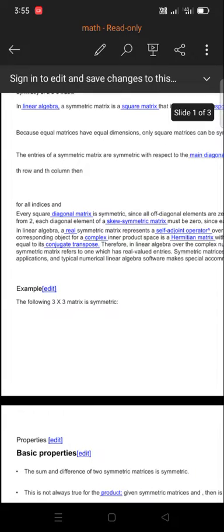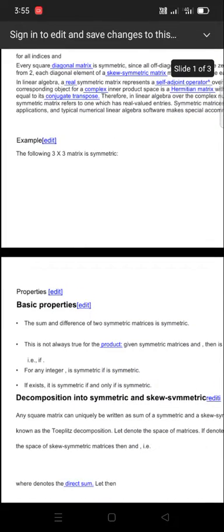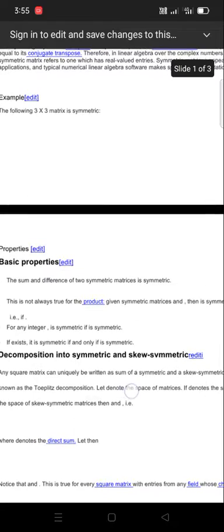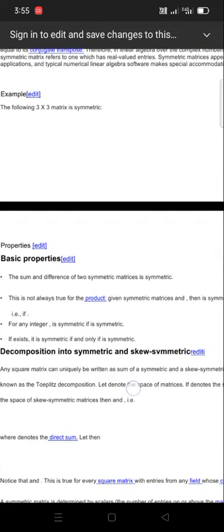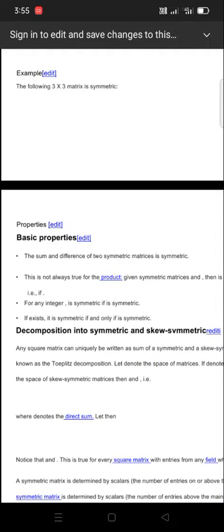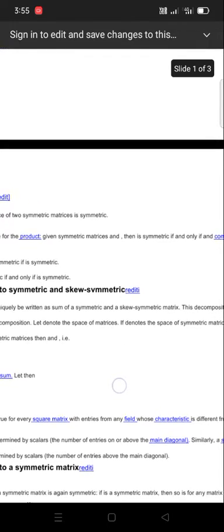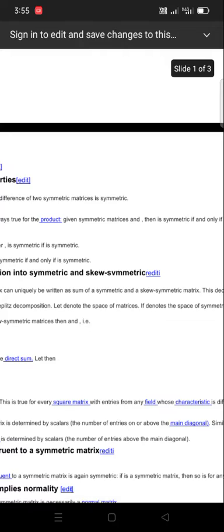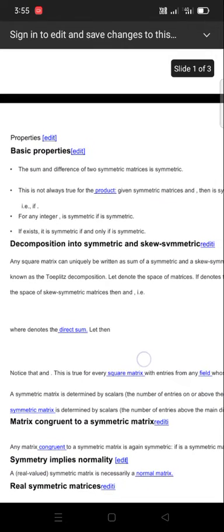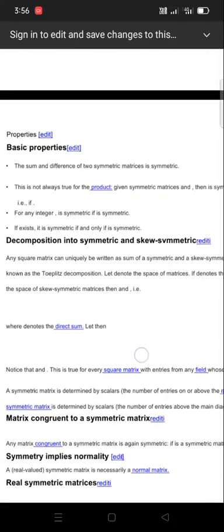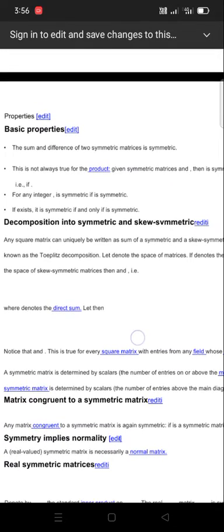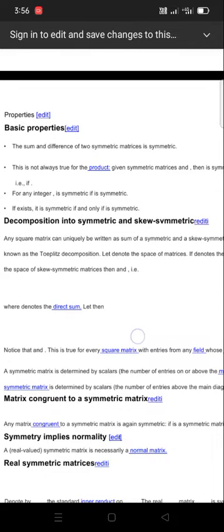For example, the following 3 by 3 matrix is symmetric: 1 7 3, 7 4 5, 3 5 6. Basic properties: the sum and difference of two symmetric matrices is a symmetric matrix. This is not always true for the product. Given symmetric matrices A and B, AB is symmetric if and only if A and B commute. For any integer n, A to the n is symmetric if A is symmetric.